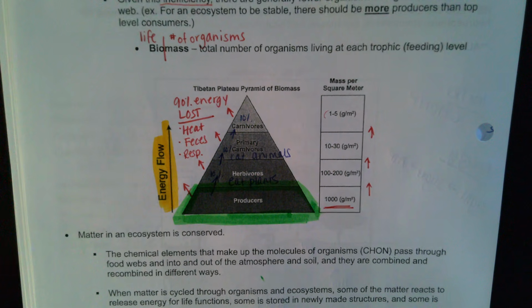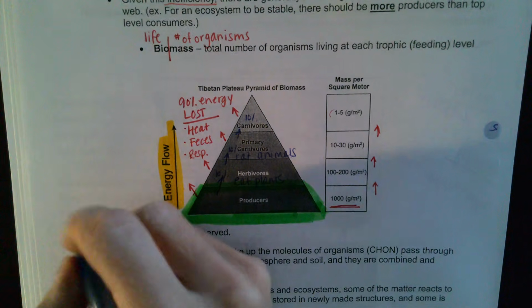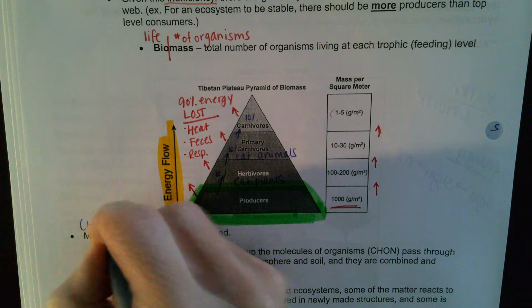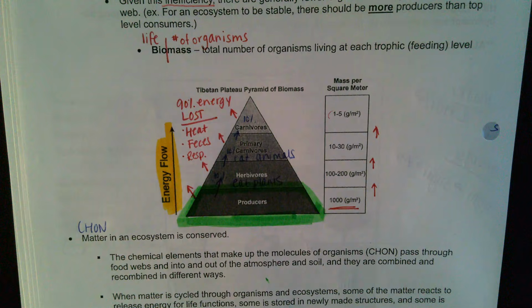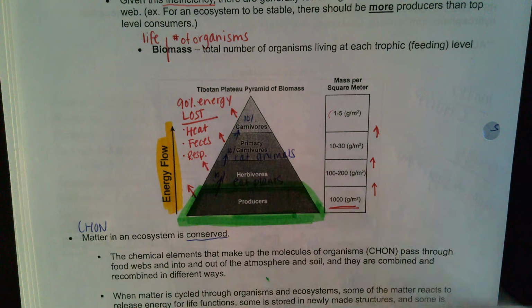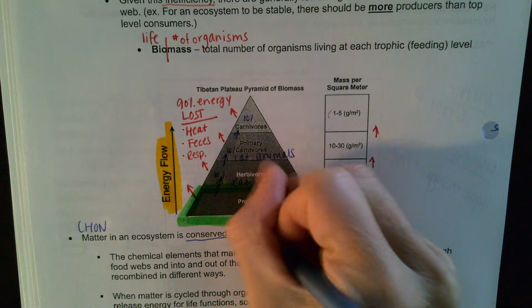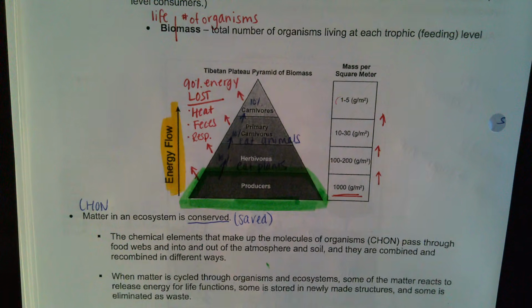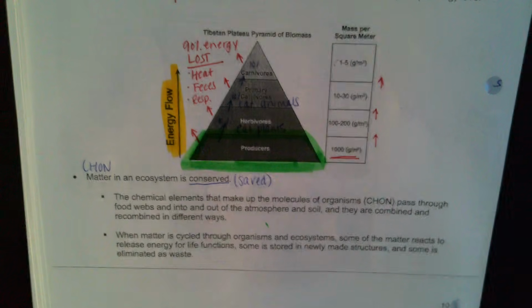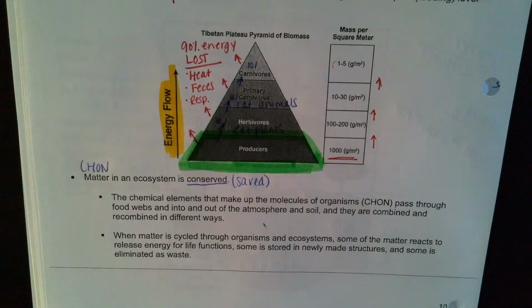Okay, matter. Remember, matter is my carbon, hydrogen, oxygen, and nitrogen, and in the ecosystem it is conserved. These are going to be the words that get you guys. I think a lot of us know the science, but it's the words that are the tricky part. So matter, carbon, hydrogen, oxygen, nitrogen, is conserved, meaning saved.